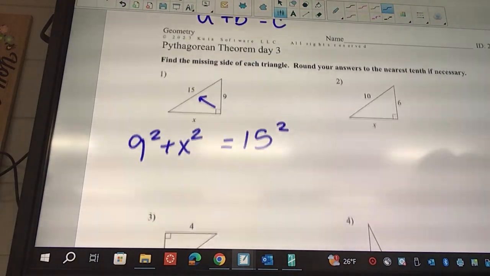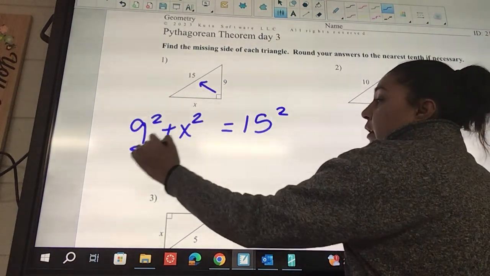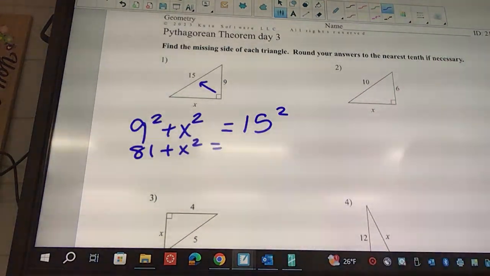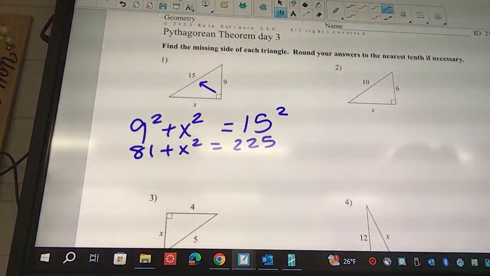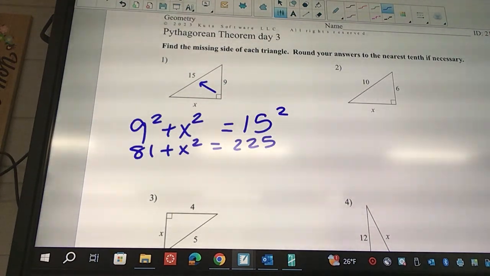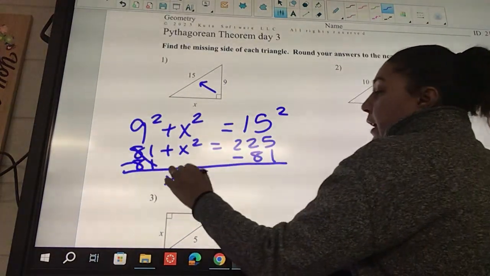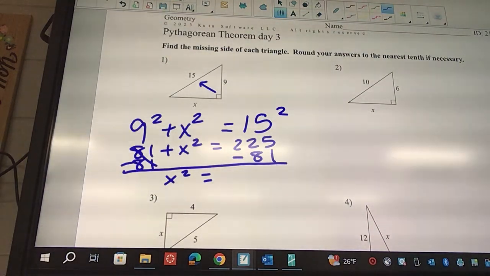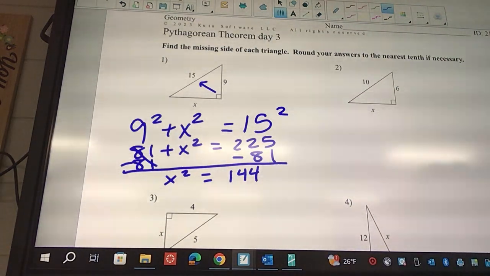And then we kind of just start running through the problems. What is 9 squared? 81 plus x squared equals, what is 15 squared? 225. Okay, and then what needs done? Subtract 81 from both sides. So I got x squared. What is 225 minus 81? 144. And then what do we need to do?